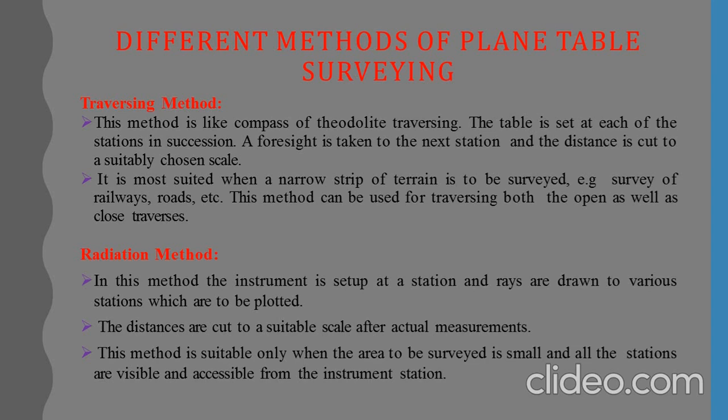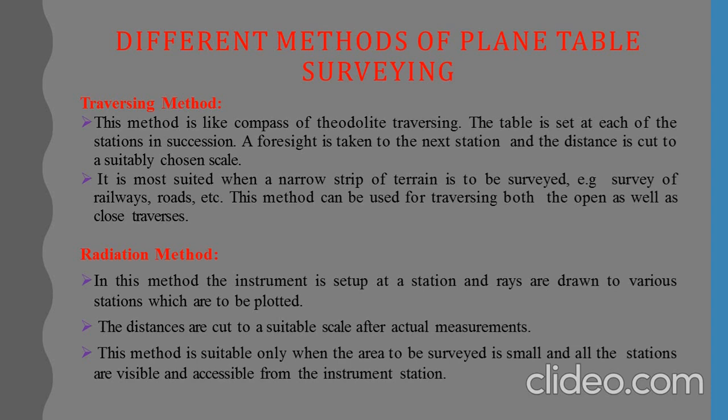First is the traversing method. This method is like compass or theodolite traversing. The table is set at each of the stations in succession. A foresight is taken to the next station and the distance is cut to a suitably chosen scale. It is most suitable when a narrow strip of terrain is to be surveyed, that is, survey of railway routes etc. This method can be used for traversing both the open as well as the closed traverse.